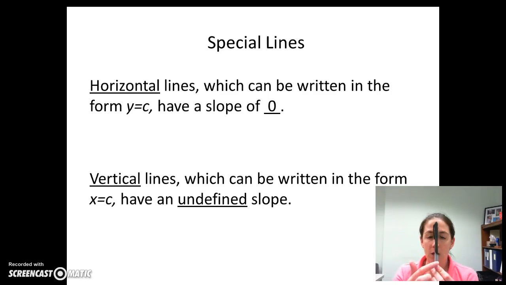Think of your vertical line. You rise up and you don't go left or right. So you're rising a number, but you're not running, you're dividing by 0, that's undefined.